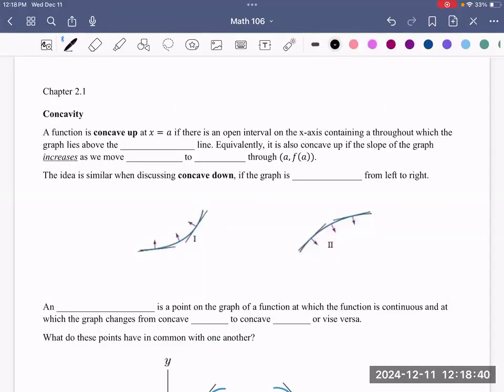Now let's talk about concavity. It says a function is considered concave up at a particular x value, so when x is a, if there's an open interval on the x-axis containing a, throughout which the graph of f of x lies above the tangent line. So as long as your graph is above the tangent line, it is considered concave up. And real emphasis on the above.